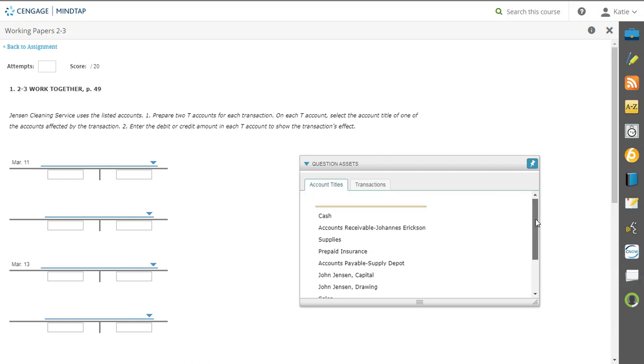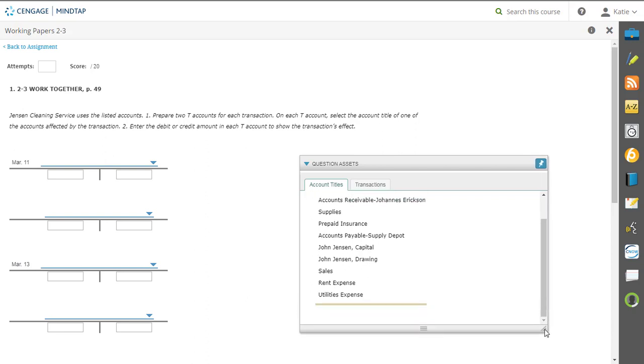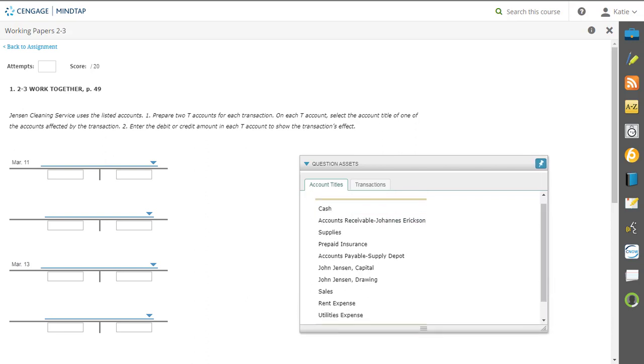So here we have account titles listed. These are all of the account titles that can be used. Yesterday in section 2-2 I talked about how you have a chart of accounts. You have balance sheet accounts and income statement accounts, and they're saying these are the only accounts that this business is going to be able to use. So you can't say Jensen Cleaning Service is now going to keep track of postage expense. That doesn't quite work that way.